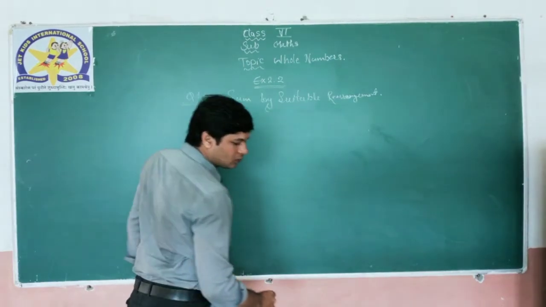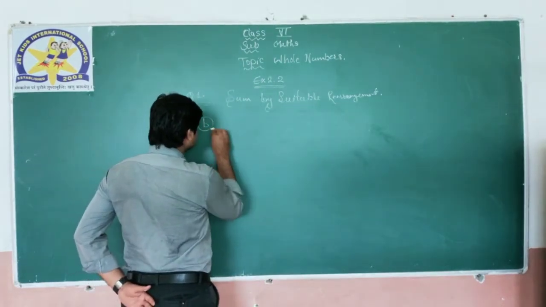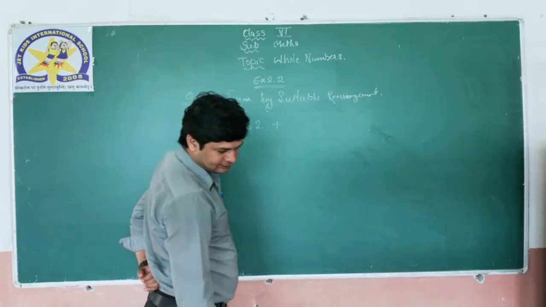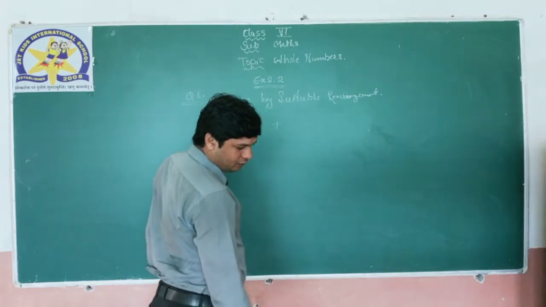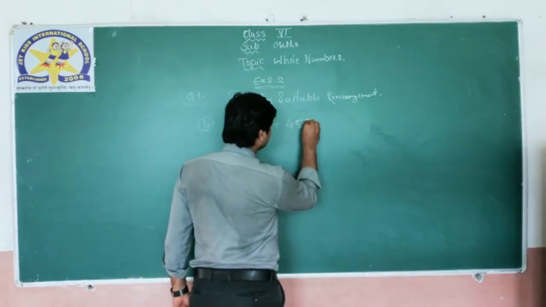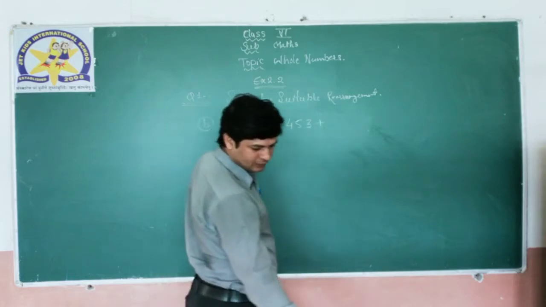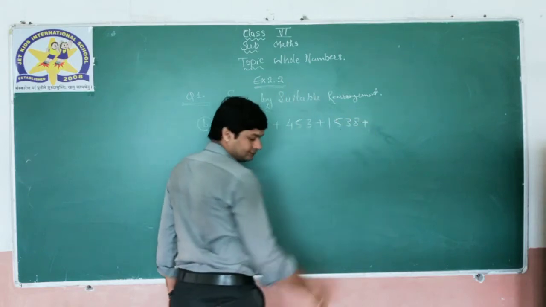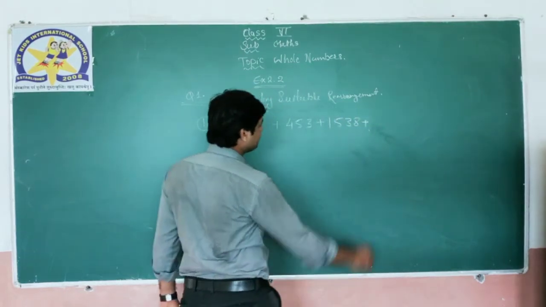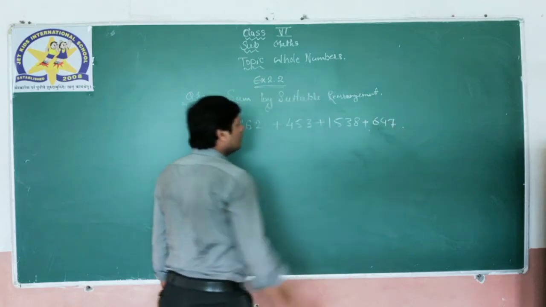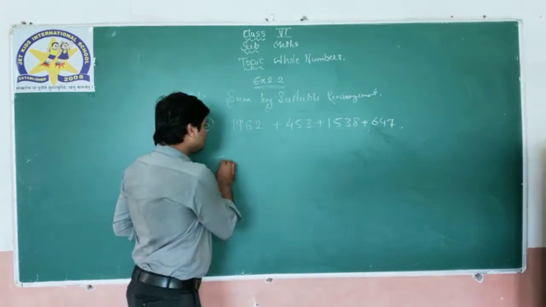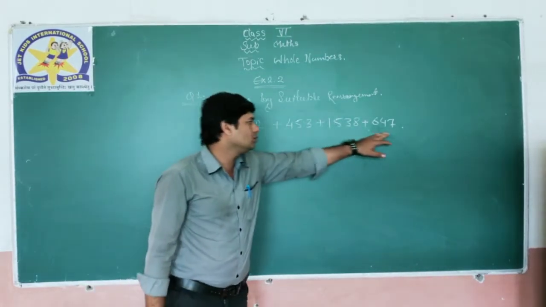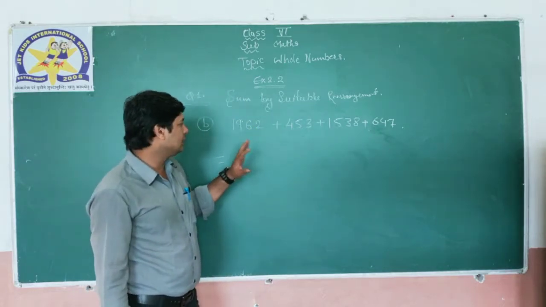B is 1962 plus 453 plus 1538 plus 647. Now how do you have to add these? You won't add these two things first and then these two things. No, just find out by rearrangement.